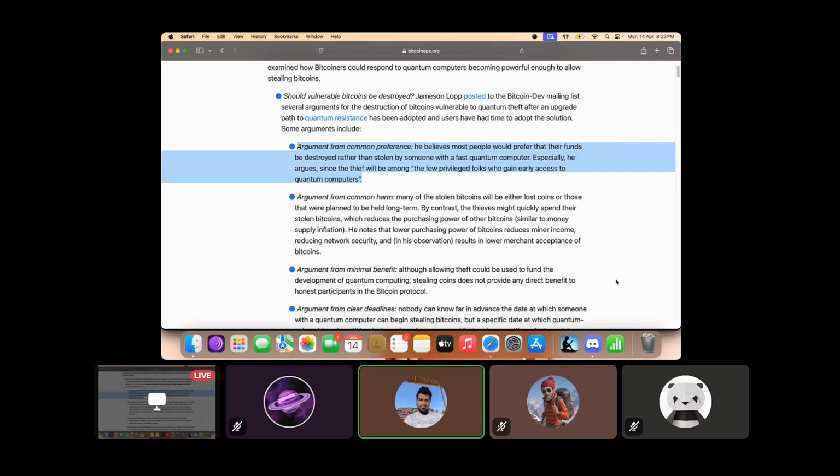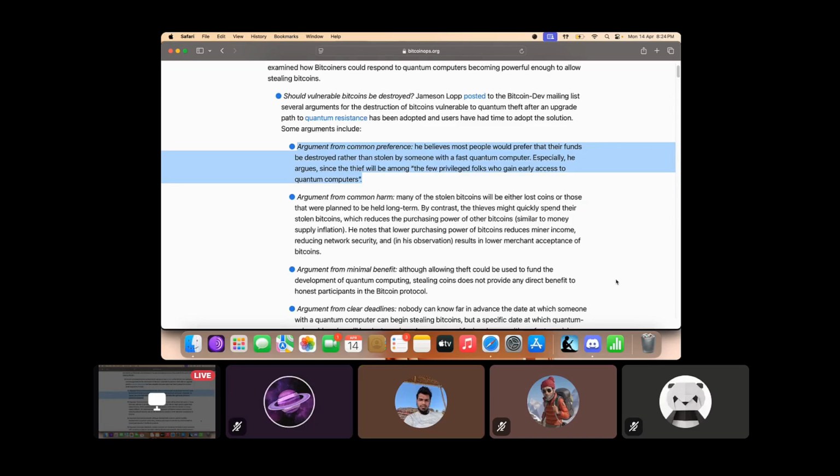So even if the coins are not stolen, should we destroy them? The assumption is that even if the coins are not stolen, we should destroy them before the attackers get access to them. Either you upgrade, or you transfer them to a quantum resistant address, or we destroy them. We give them a deadline within which they upgrade immediately to a quantum resistant address, and if not, then we destroy their coins.